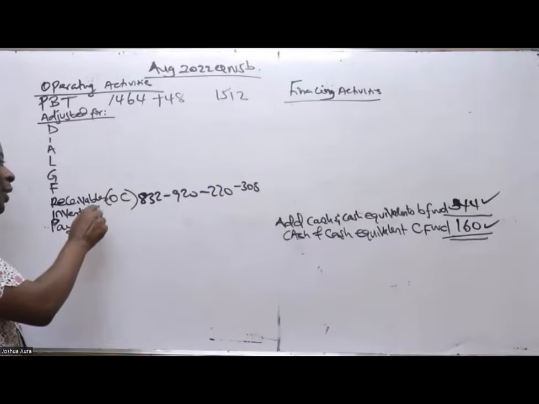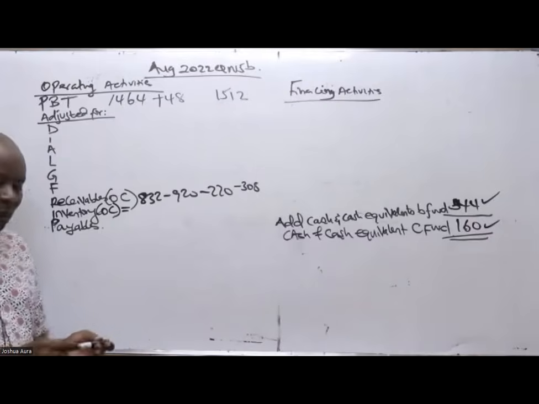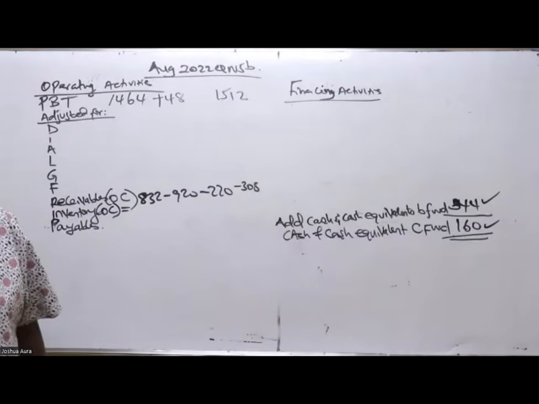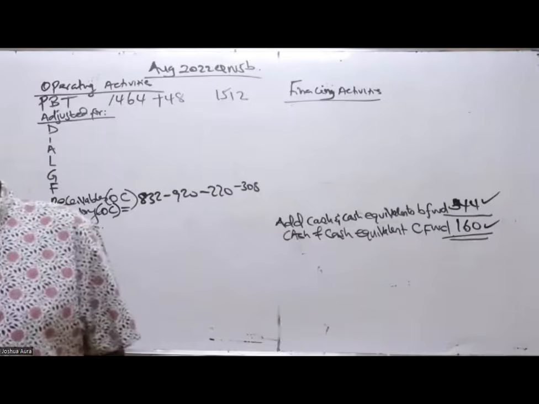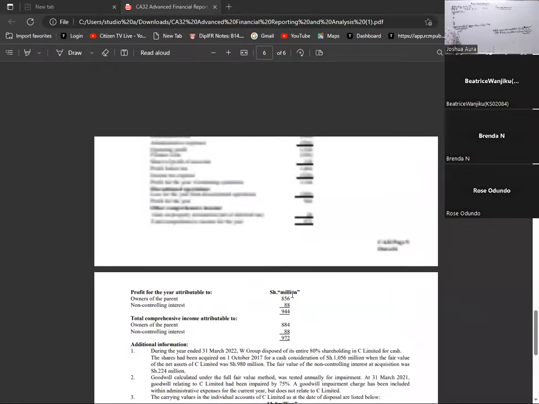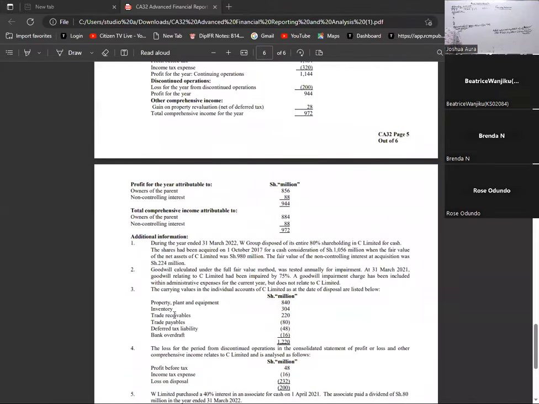The same case applies with inventory. It's opening minus closing. So let's look for the inventory figures. One thing I can see is that there was inventory disposed of with this subsidiary, 304. So that I don't come back to this again, I can see inventory disposed of 304.